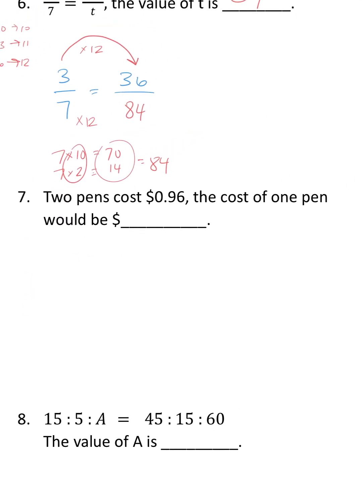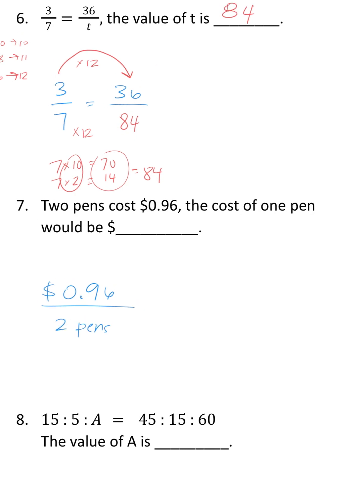In question 7, we see that 2 pens cost 96 cents. So 0.96 is the cost for 2 pens. The cost of 1 pen, or the unit rate, would be to create the denominator here as equaling 1. We're going to divide by 2, divide by 2.